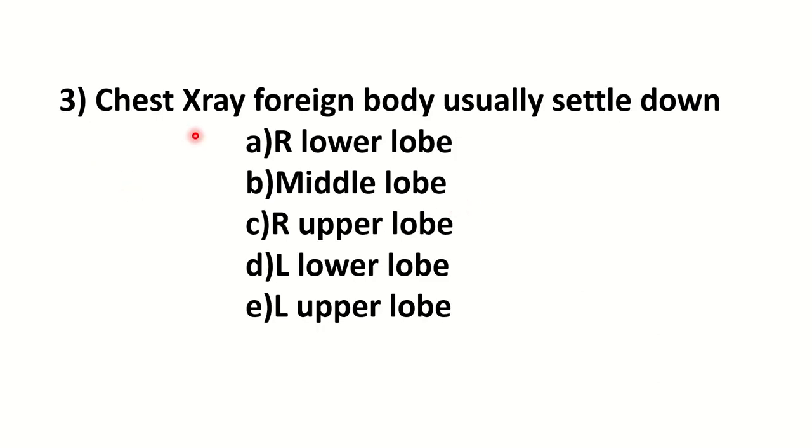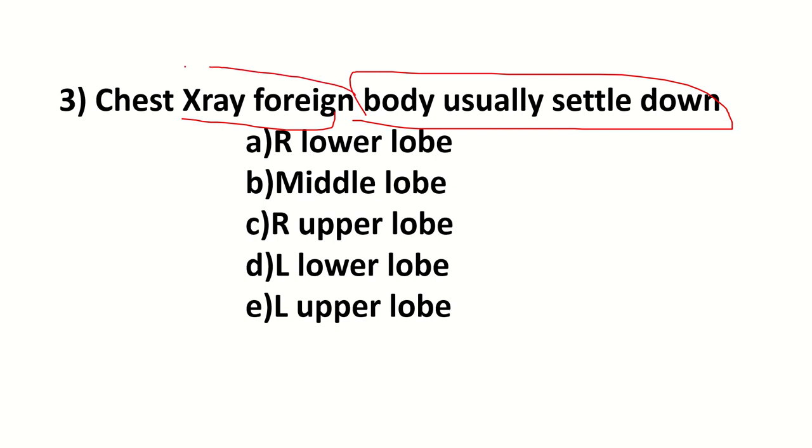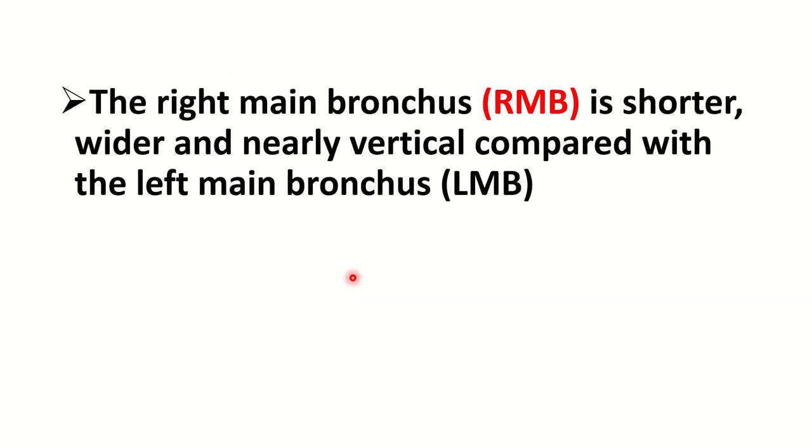The third question: chest X-ray, where does a foreign body usually settle? That means any foreign body inhaled by an adult or a child, and in which part it settles. Different substances may be eaten by children or others. Usually, when it settles down, the options here are the right lower lobe, middle lobe, right upper lobe, and left upper lobe. So we have to find out the one option at which the foreign body usually settles.